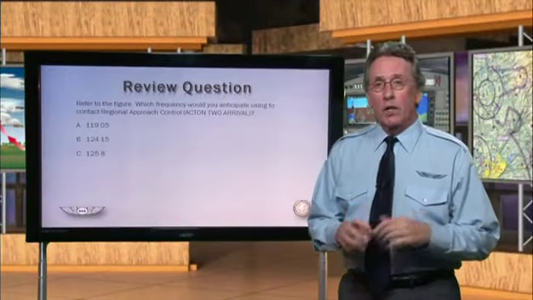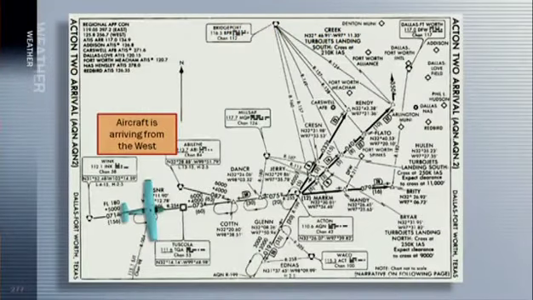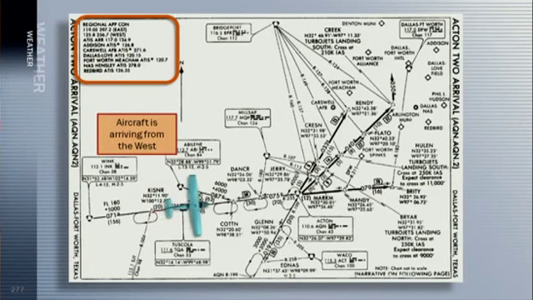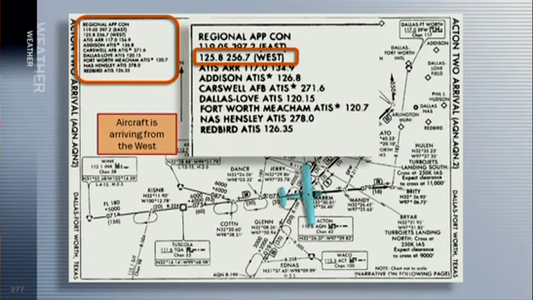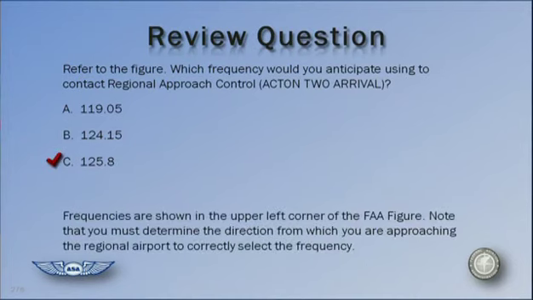All right, we have one question for you on communications. We're going to ask you to refer to a figure in a moment. Which frequency would you anticipate using to contact Regional Approach Control Acton to arrival? Which of these 3? Okay, we look at a figure here. We assume that our aircraft is coming in from the west. In the upper left-hand corner there, we see some frequency information. We zoom into that, and if the plane, in fact, is coming in from the west, the frequency 125.8 is the correct frequency, and that answer then is C to your question.